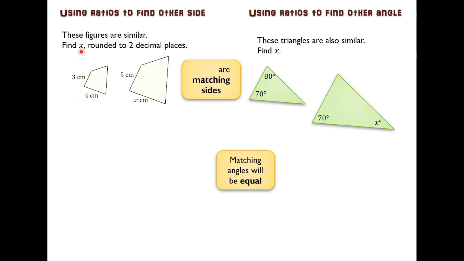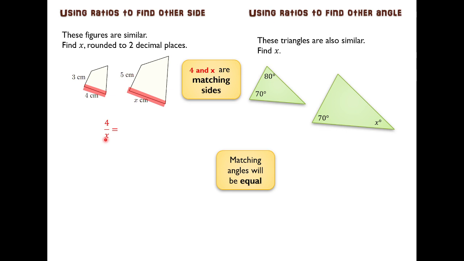We want to find x, this length here, rounded to 2 decimal places. To solve this, we can use the fact that similar shapes have their sides in matching ratios. So this side here, its length is 4, has a matching side over here, and its length is x. In other words, 4 and x are corresponding sides. We can write that as a ratio, 4 divided by x.